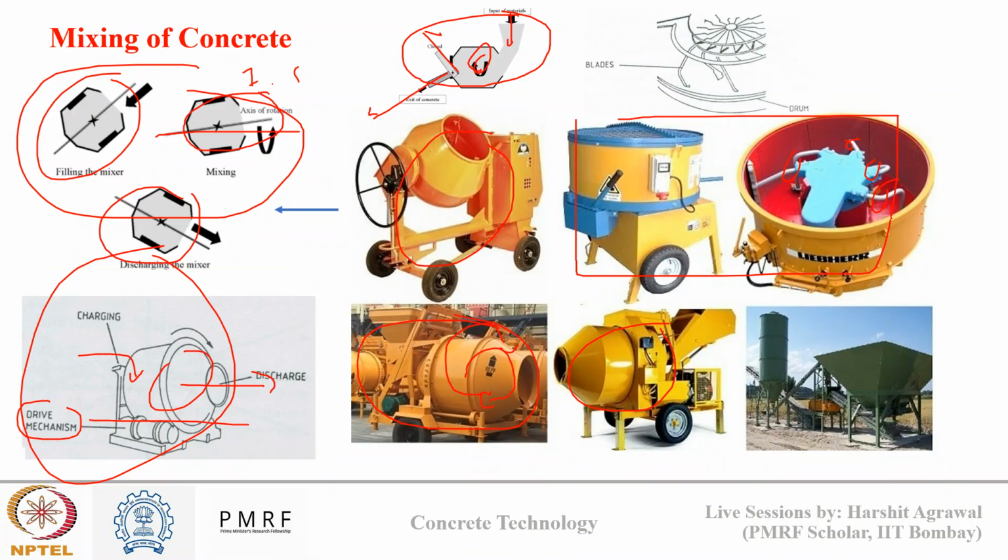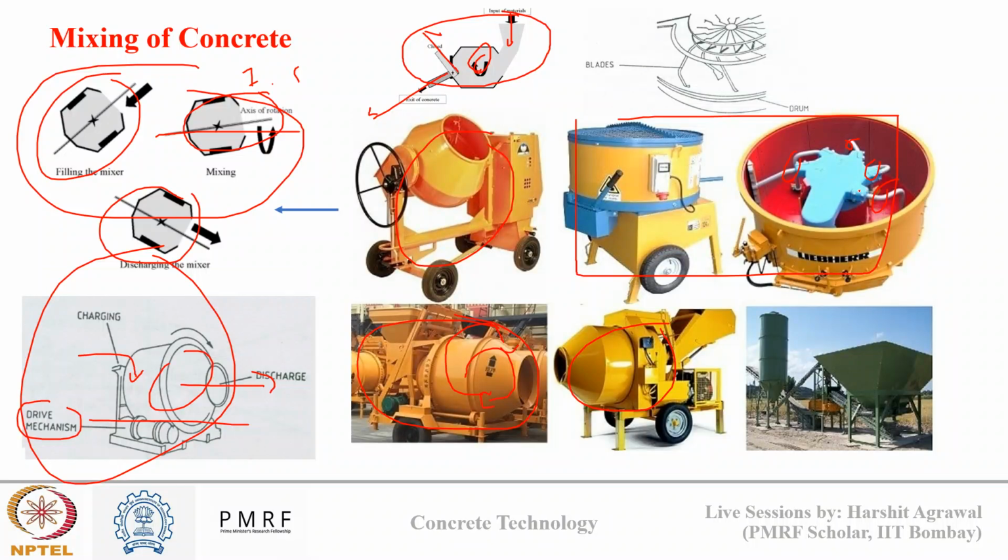There can be two types of pan mixer. In one, the pan is constant and only the blades are rotating about the vertical axis of the pan, and in the other case the pan itself is rotating while the blade is in a constant position. In both cases, concrete is getting mixed due to the movement.